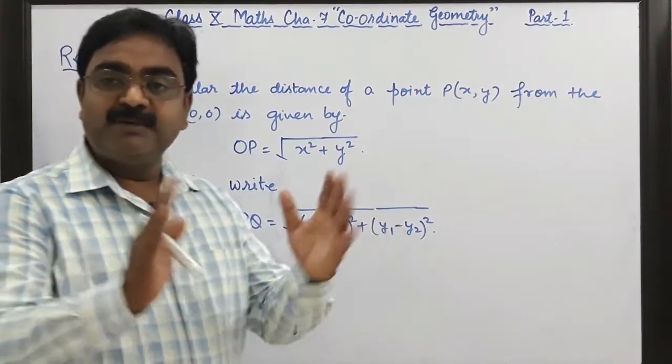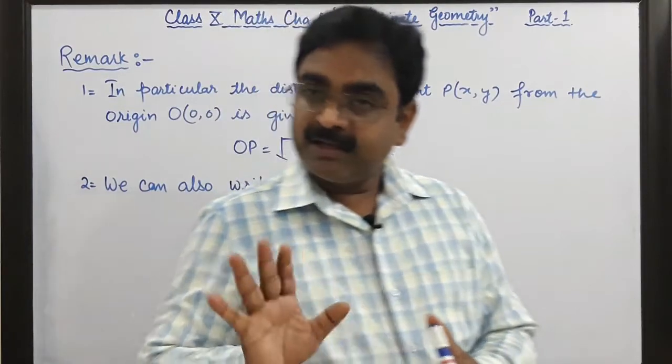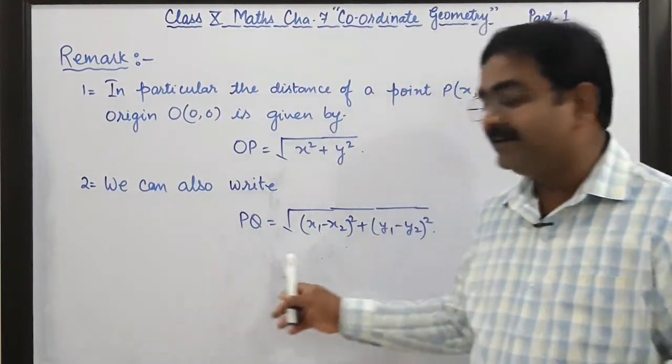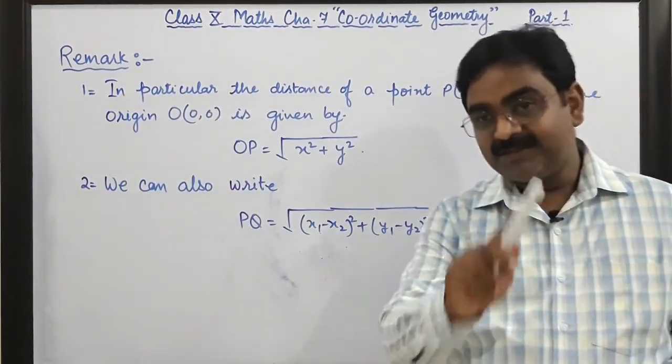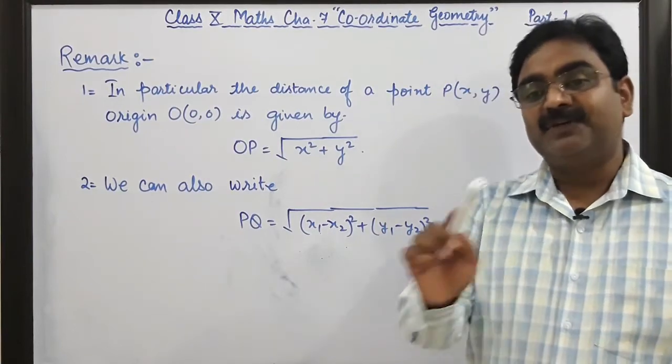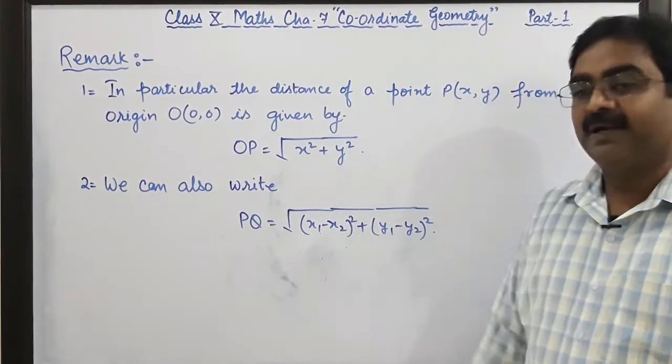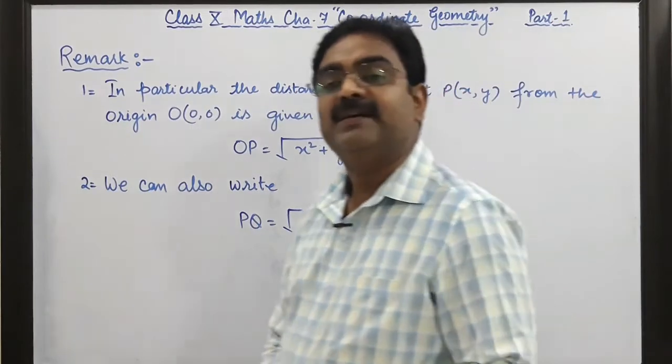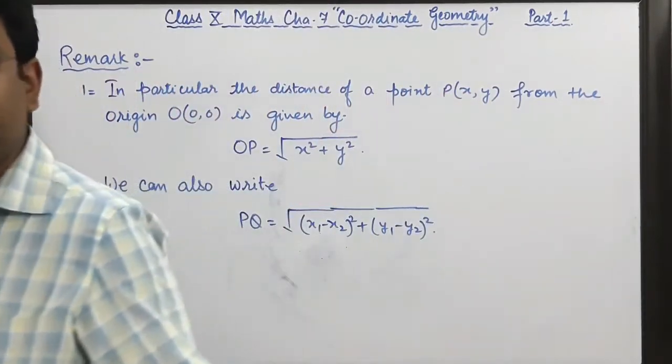So I think both the remarks are clear, and the reason behind this formula also is clear to you all. So what is the reason? Because of this square, both the formulas are accepted, right?